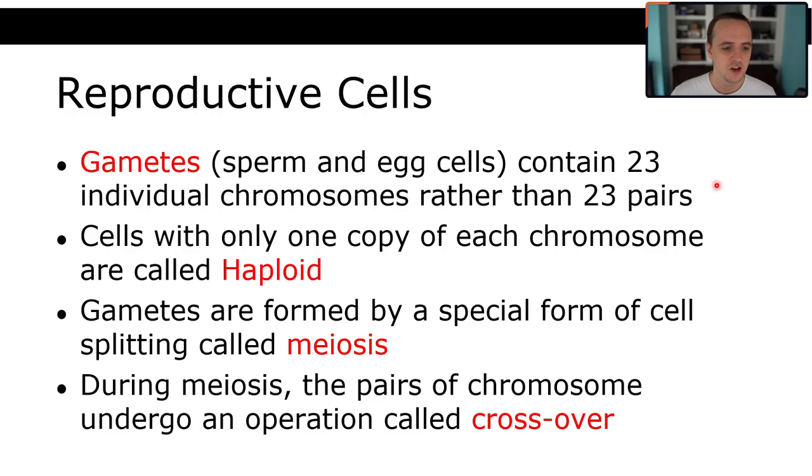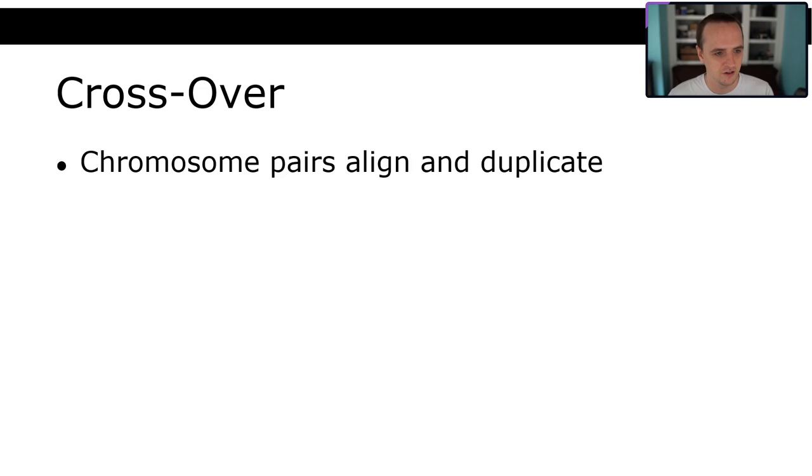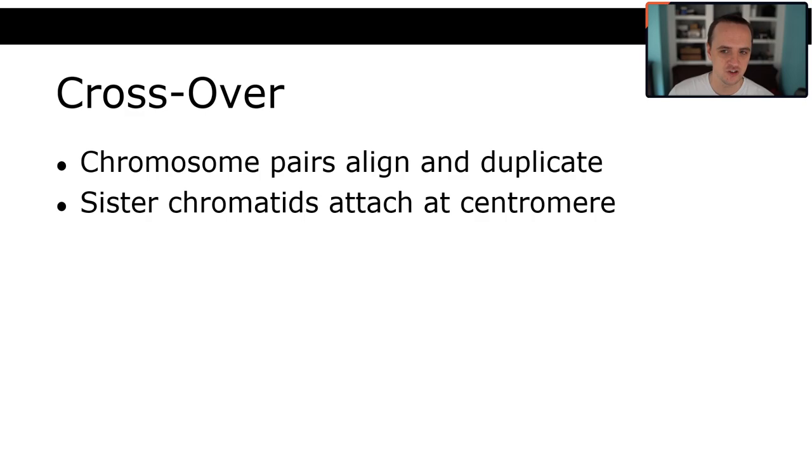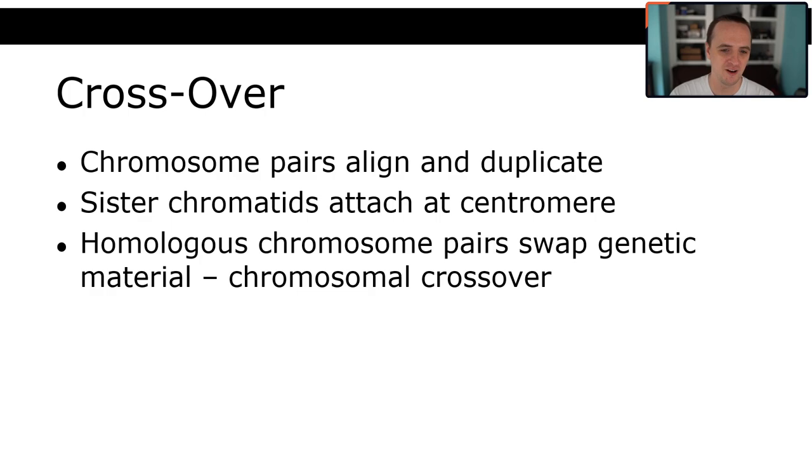During meiosis, however, the pairs of chromosomes undergo an operation called crossover. This is the important part, because this is the thing you have to do for your assignment. What is crossover? Chromosome pairs align and duplicate. So sister chromatids attach at a centromere and homologous chromosome pairs swap genetic material. This is chromosomal crossover. And we'll see what the algorithmic equivalent of that is soon enough.